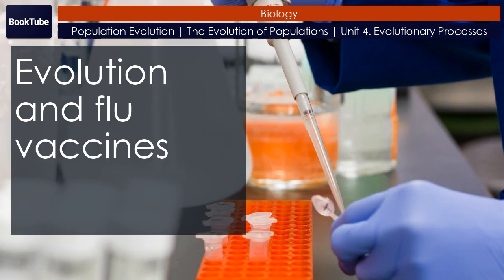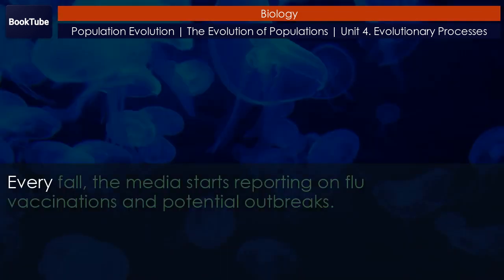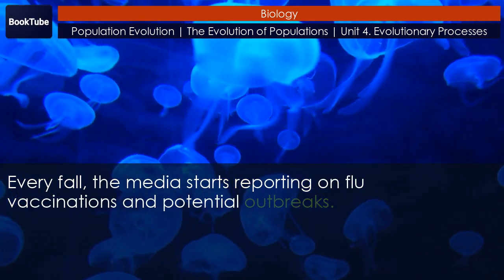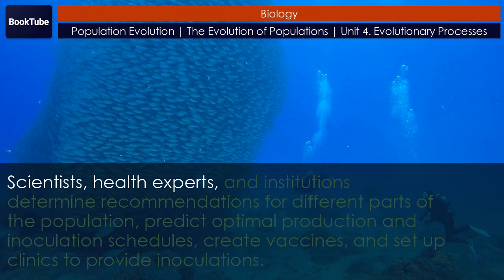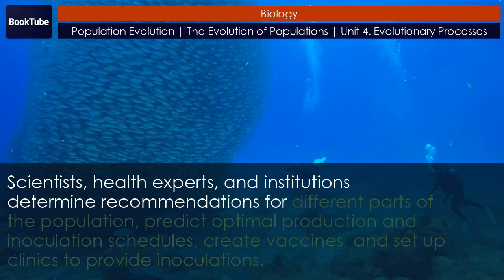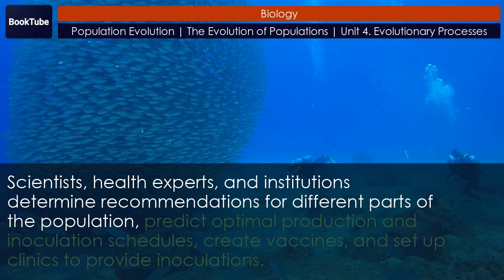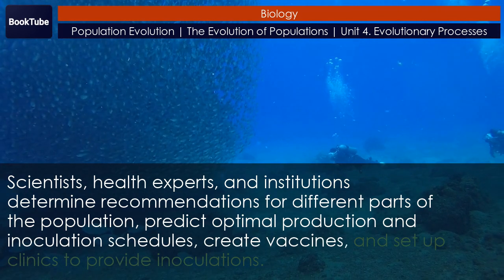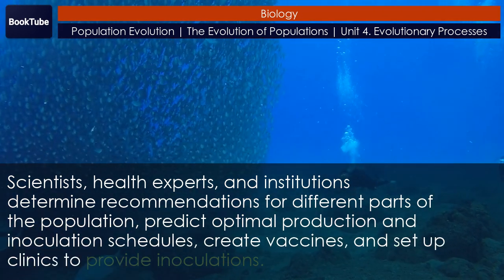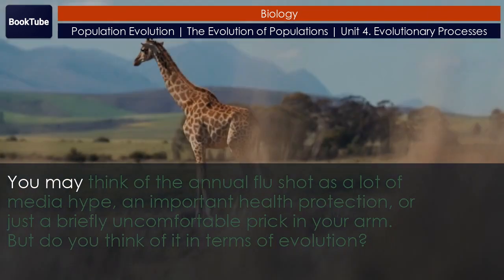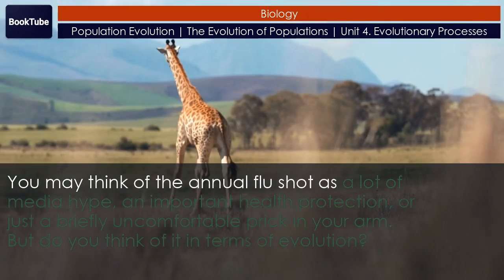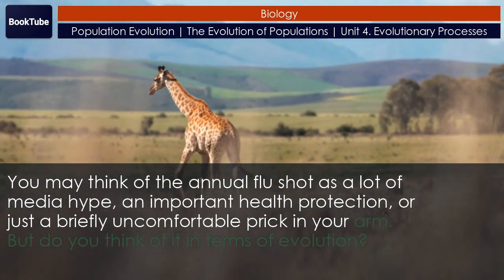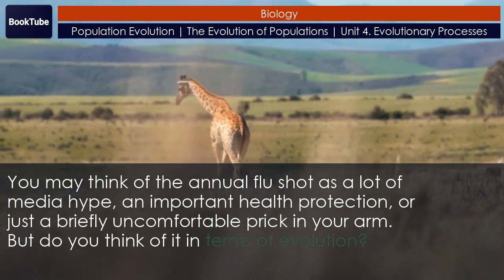Everyday connection, evolution and flu vaccines. Every fall, the media starts reporting on flu vaccinations and potential outbreaks. Scientists, health experts, and institutions determine recommendations for different parts of the population, predict optimal production and inoculation schedules, create vaccines, and set up clinics to provide inoculations. You may think of the annual flu shot as a lot of media hype, an important health protection, or just a briefly uncomfortable prick in your arm. But do you think of it in terms of evolution?